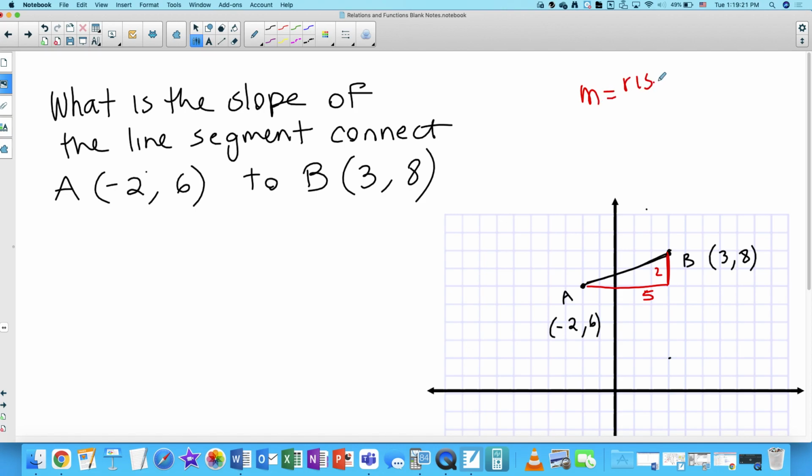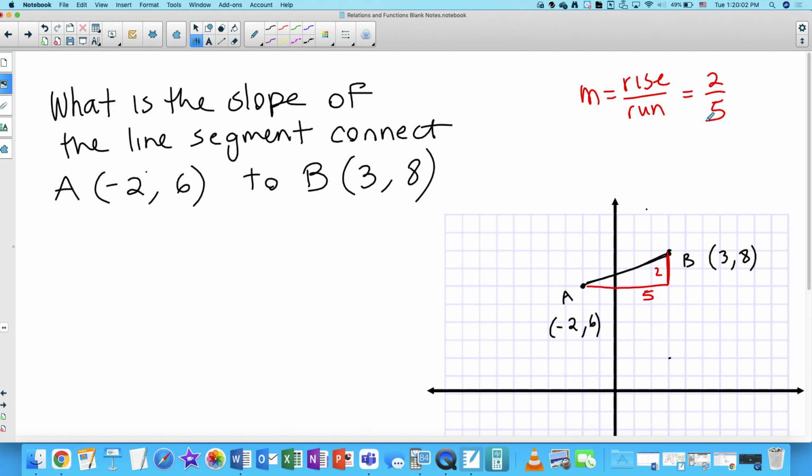But it takes a long time to have to graph these points and count. So I want to talk about how we can get to the rise over run just looking at the coordinates of the points. The rise is coming from the height of the points, which would be the y-coordinate of each point. The rise ended up being 2. Our y-coordinates were 6 and 8. How do you get a 2 out of 6 and 8? 8 minus 6 is 2. Exactly. So you can think of m being 8 minus 6 over our run, which was 5.